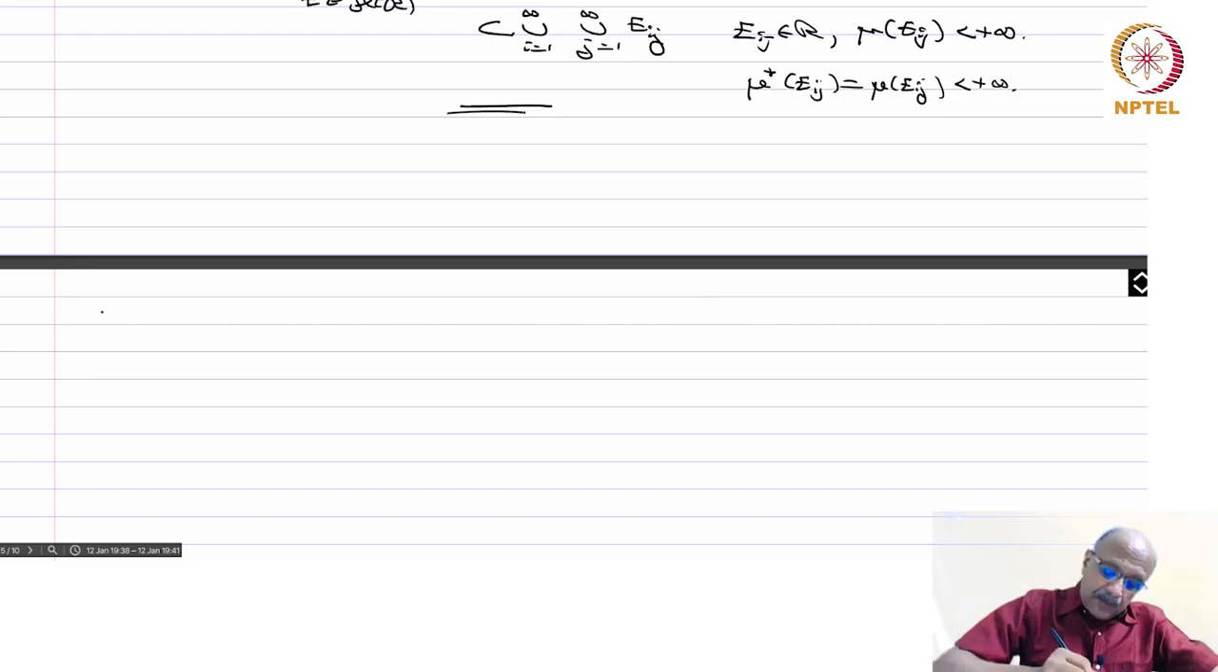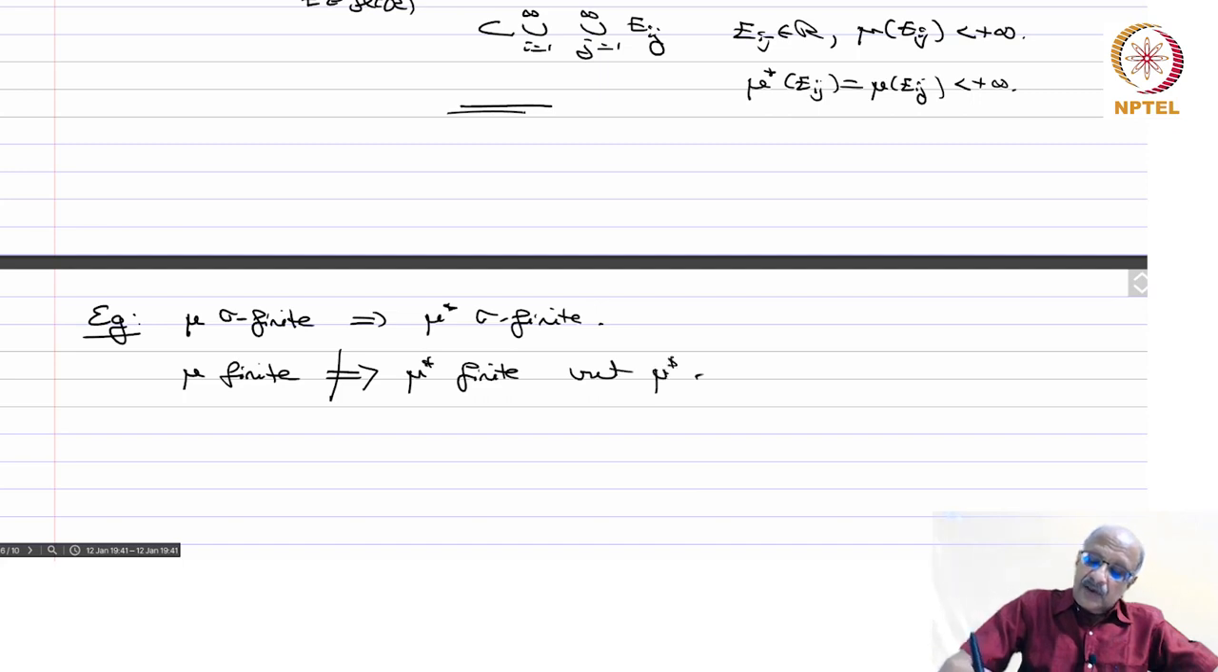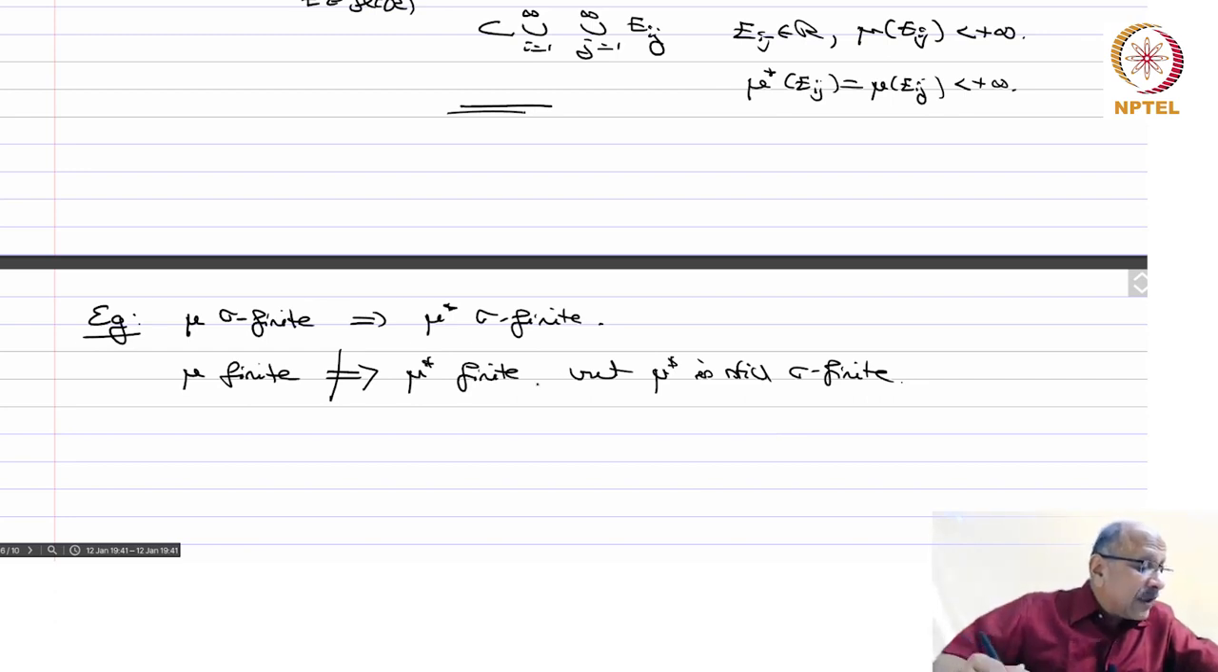So now an example. So we said mu sigma finite implies mu star sigma finite. So the question is, does mu finite imply mu star finite? It does not imply that mu star is finite, but mu star is still sigma finite because of the previous proposition. Therefore, finiteness doesn't extend, but sigma finiteness does. So what is the example for this?